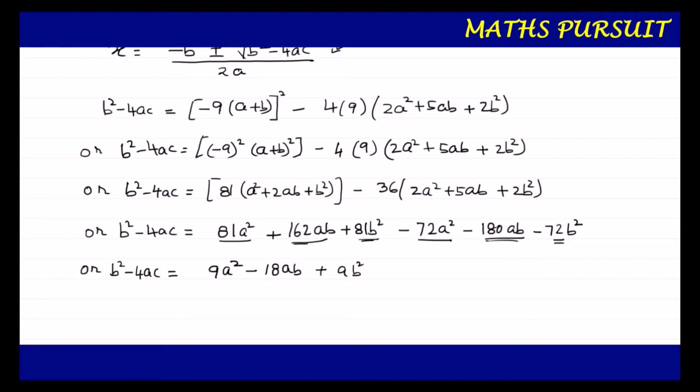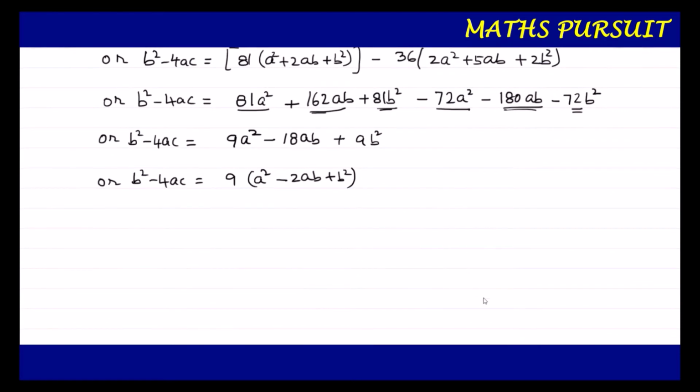Or I can write b^2 minus 4ac is equal to, taking 9 as common, 9 times (a^2 minus 2ab plus b^2). This is what I can write after taking 9 as a common factor from the expression.